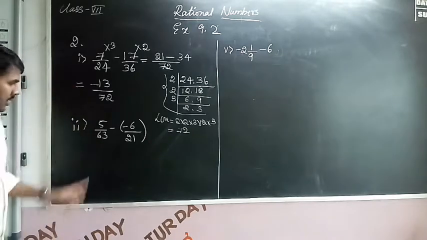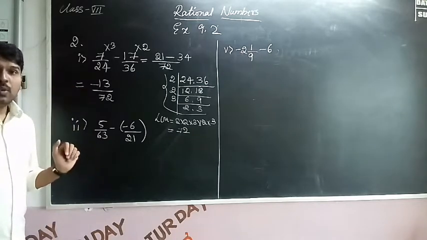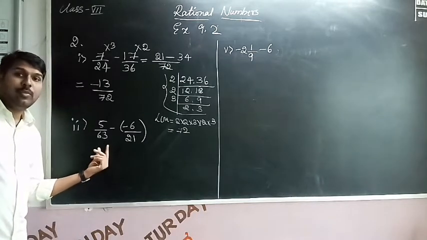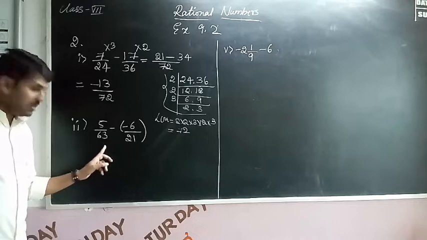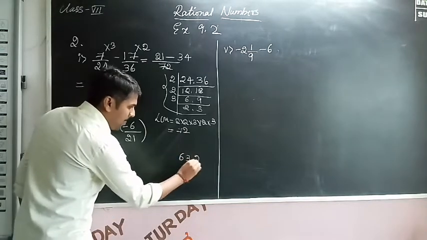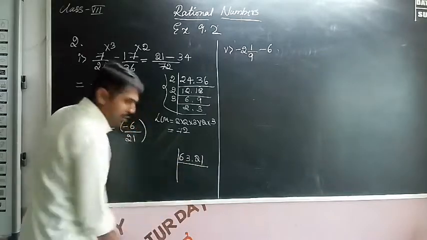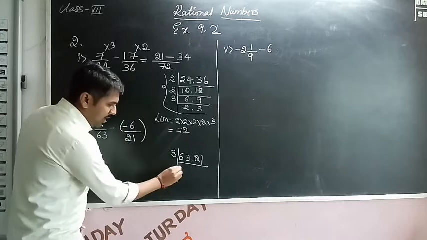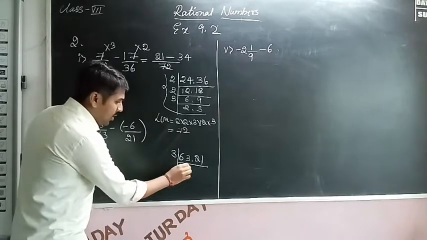So second one. Here 63 is there, here 21 is there. 21 3s are 63. So what will be the LCM of these two numbers, 63 and 21? If you don't know the 21 table, write for 3. So 3 table, 3 2s are, 3 1s are.